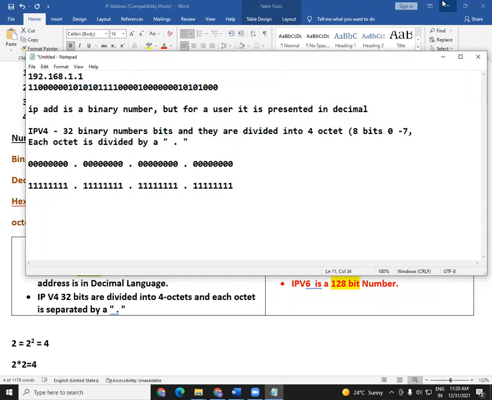IP version 4 is totally 32 bits. The 32 bits are divided into 4 octets, and each octet contains how many bits? Each octet contains totally 8 bits. A bit value can be 0 or a bit value can be 1. This is the concept of IP. This is the design of IP.